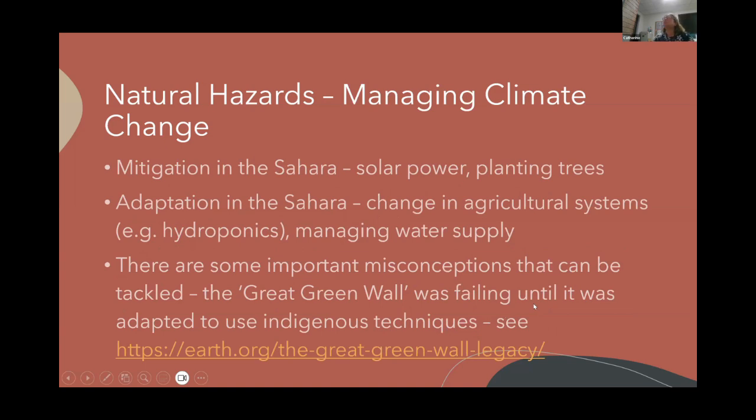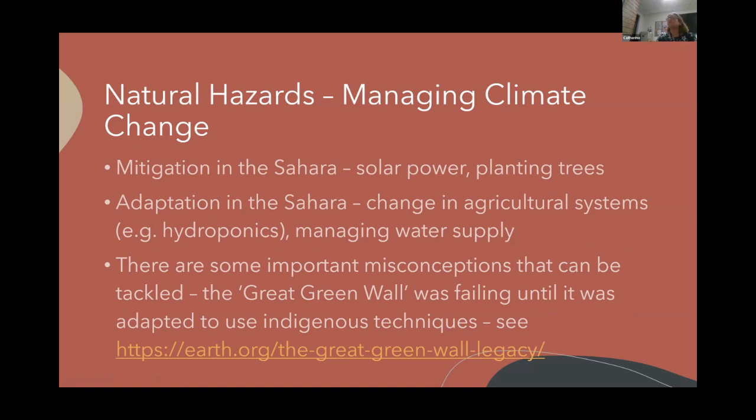We've got the idea of managing climate change as well. We can think about mitigation strategies in the Sahara, such as back to Benban again, the Benban solar plant, we can think about planting trees. We can think about the way people in the Sahara are adapting to be able to cope with climate change with things like hydroponics and managing water supply.